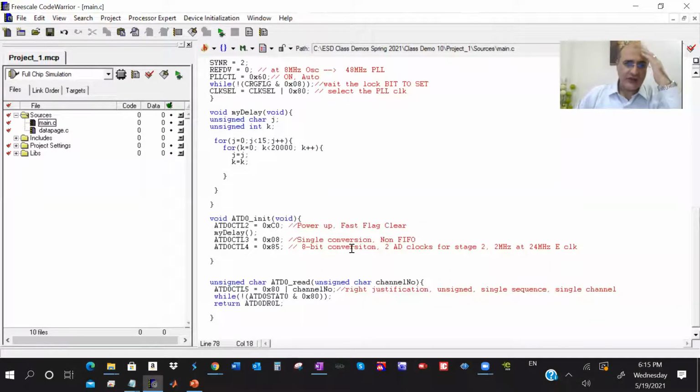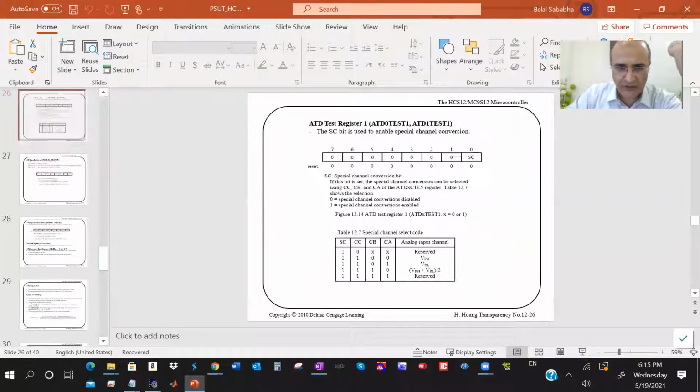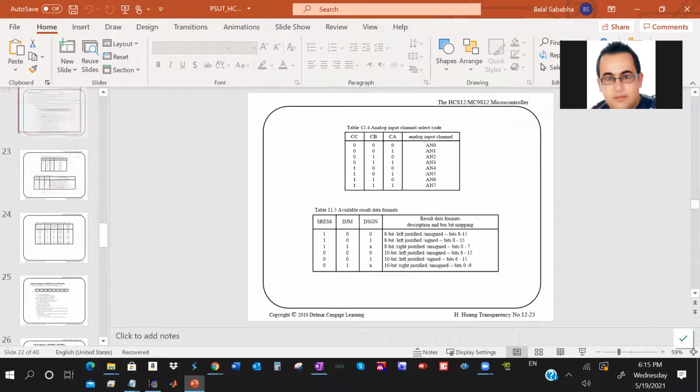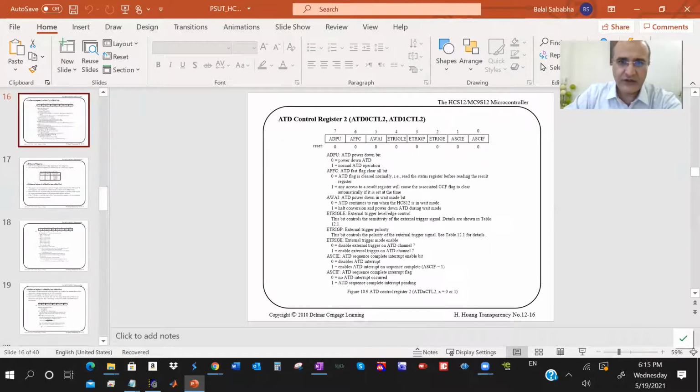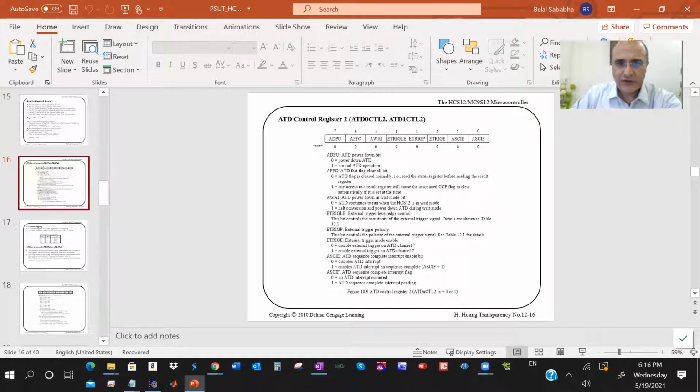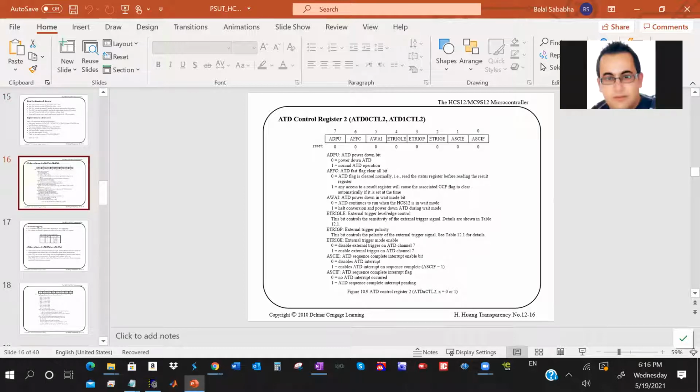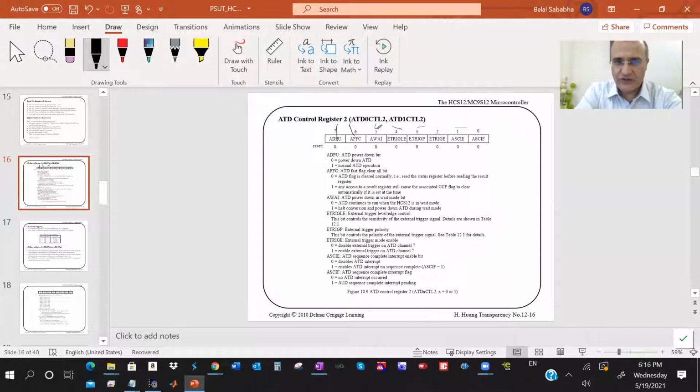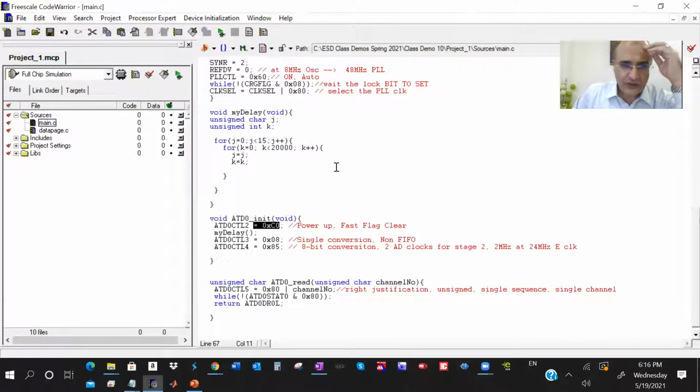Okay, A to D0, we wrote this together, right? We said we're going to write init, initialize it, meaning power it up and do fast flag clear. So C0 from the slides, remember? Yes, thank you, doctor. Okay, we wrote it together. I erased it, sorry. But if you go now here, this is it, right? 1 1 and everything is 0. This is C0, I wrote it down. So ATD control 0, C0, power up.